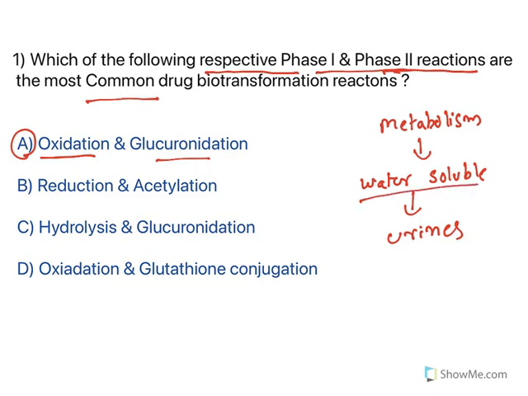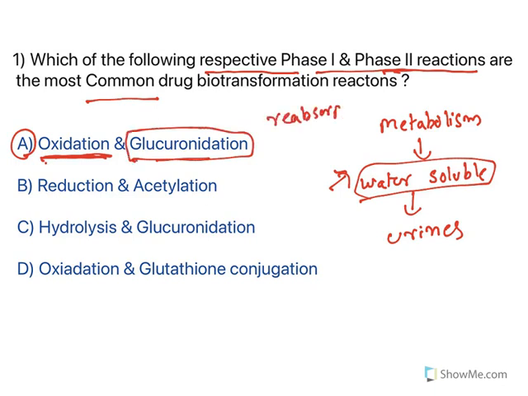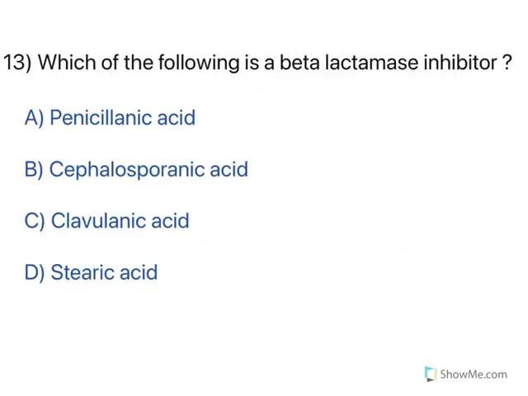So the job of metabolism is to make them water soluble. To make them water soluble, oxidation will attach a polar group which increases water solubility. In glucuronidation, a big group is attached so that reabsorption from the nephron is inhibited. They will not be reabsorbed, they go out of the body. So this is the logic behind metabolism. The most common reactions are oxidation and glucuronidation. Moving to the next one.